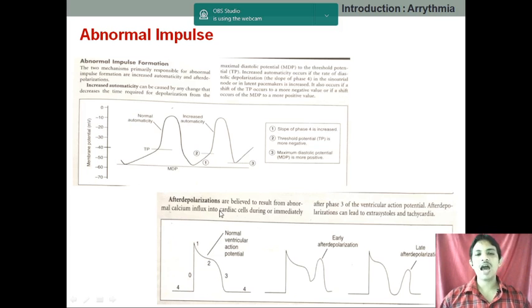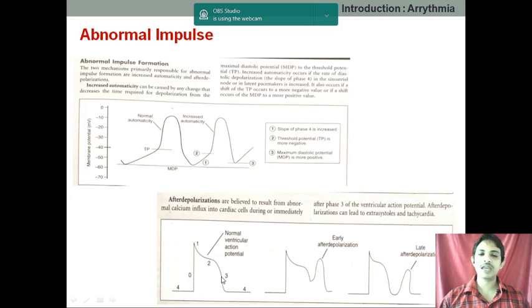And the next one is afterdepolarization. Now, in the case of afterdepolarization, this is the normal ventricular action potential. Afterdepolarizations are believed to result from abnormal calcium influx into the cardiac cell during or immediately after phase 3. So this is phase 3. During or after phase 3, if there is a calcium influx.